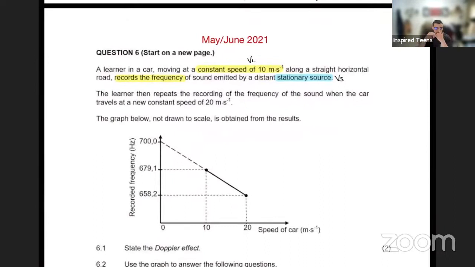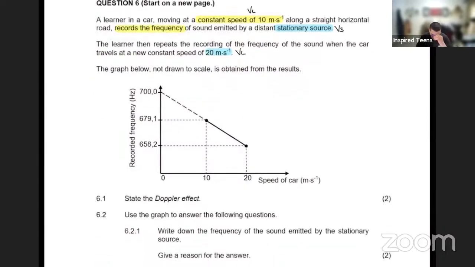You can highlight key points of information and allocate what variable that indicates to us. In this case, I said that that's the velocity of the listener. This is the velocity of the source. Right, second paragraph. The learner then repeats the recording of the frequency of the sound when the car travels at a new constant speed of 20 meters per second. So this car is traveling at a new constant speed of 20 meters per second. Okay, so again, this is still the velocity of the listener because they're changing the speed at which the car is traveling. Okay, the graph below, not drawn to scale, is obtained from the results.